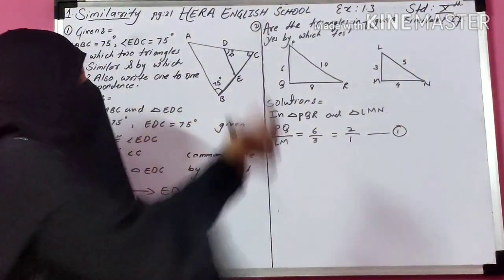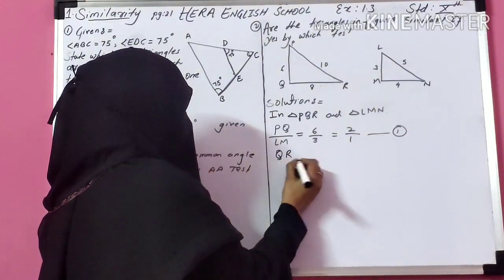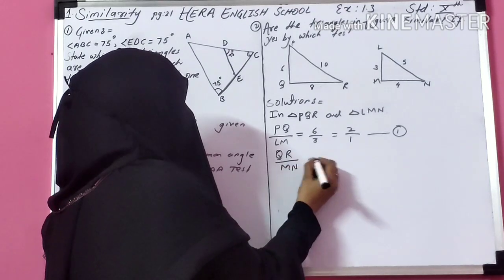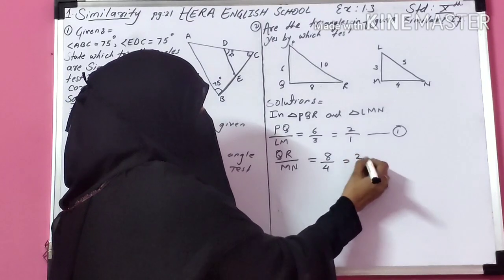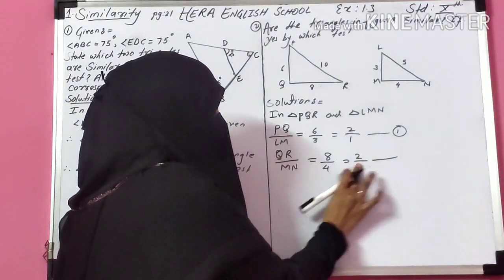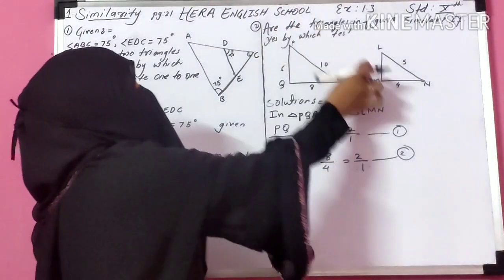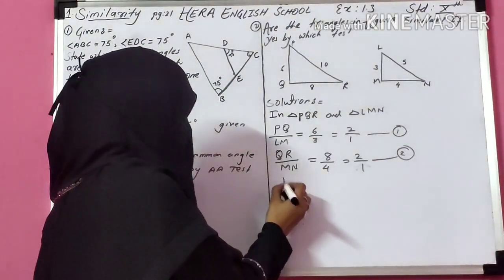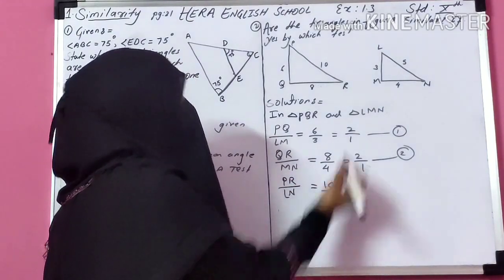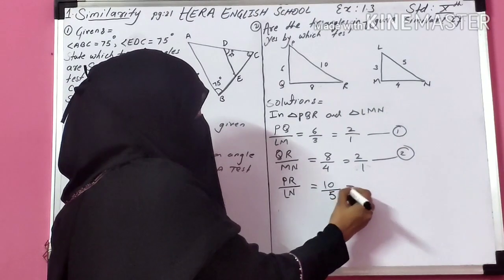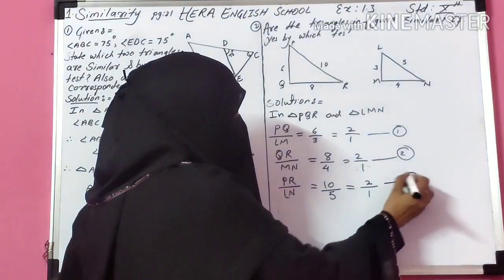Now the second ratio is QR upon MN. QR is 8, MN is 4. Four 1s are 4, four 2s are 8. Again 2 upon 1. This is the second one. Now the third corresponding side, PR upon LN. PR is 10 and LN is 5. Five 1s are 5, five 2s are 10. So the third ratio is again 2 upon 1.